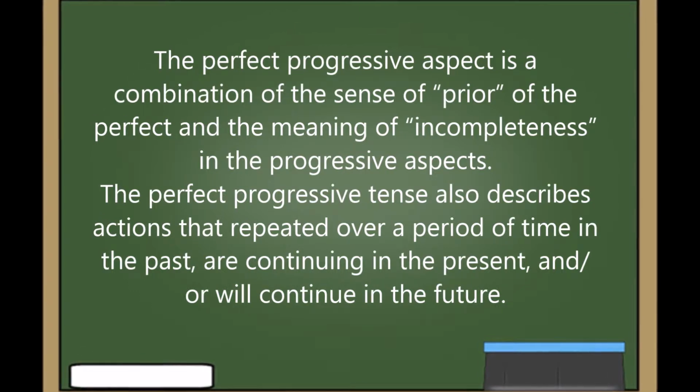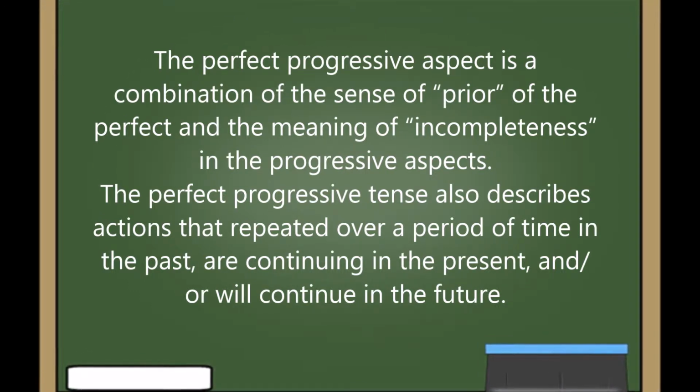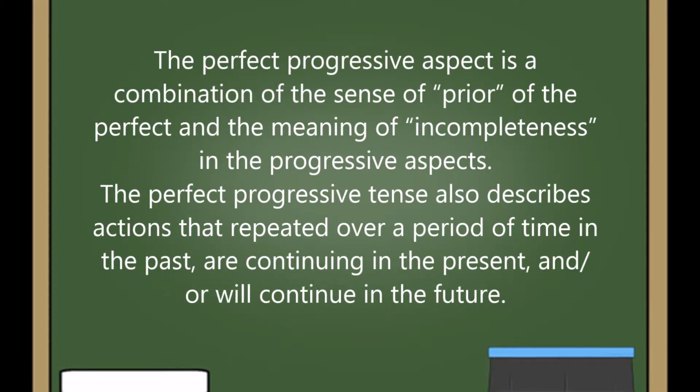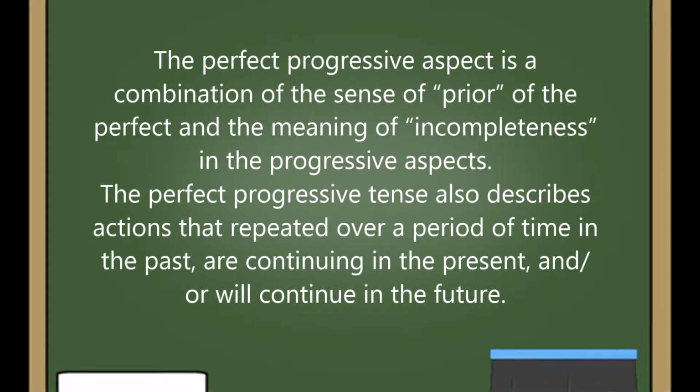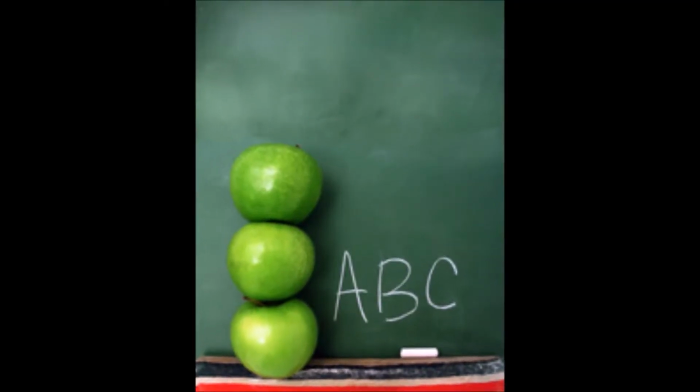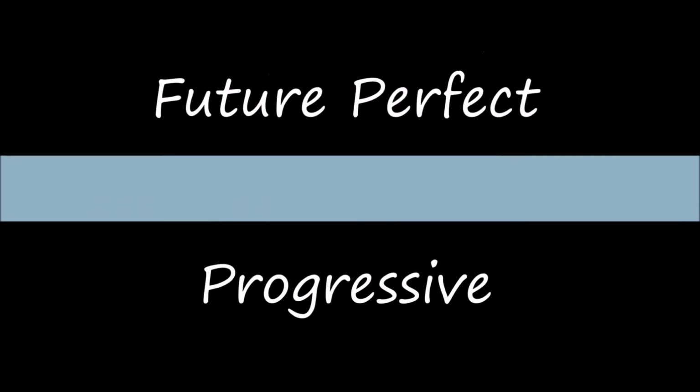actions that repeated over a period of time in the past, are continuing in the present, and or will continue in the future. Under the perfect progressive are present perfect, past perfect, and the future perfect progressive.